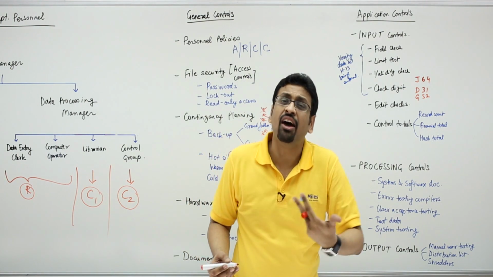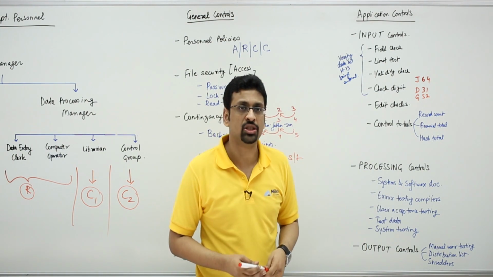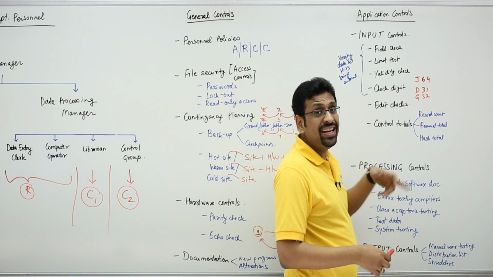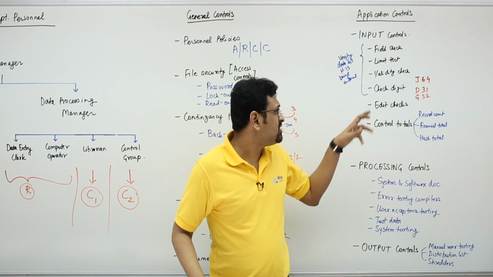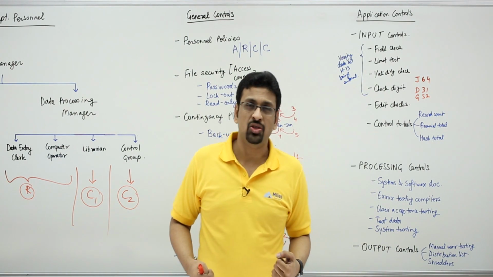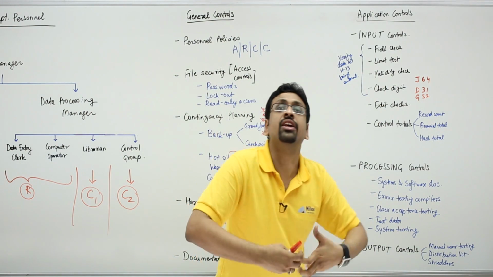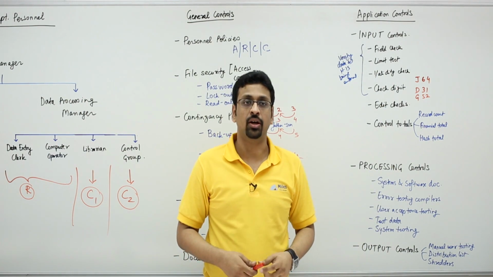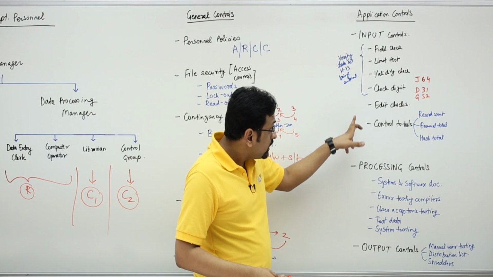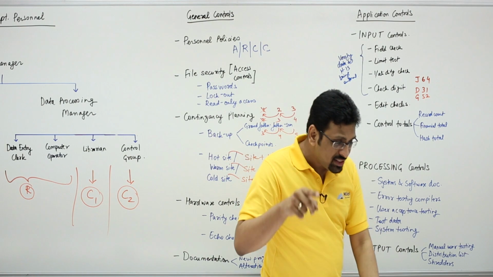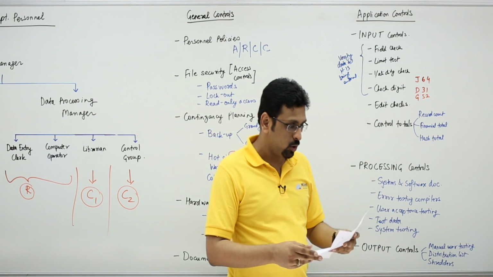You generally have more complex formulas for check digits. Then you could do edit checks. So generally this is done in batch processing environments where all the information is checked before it is inputted by the data entry clerk. Then you could do control totals. And to understand control totals, let's look at an example that we have in your book.